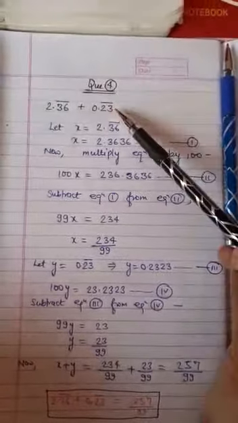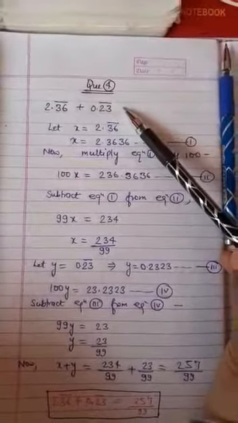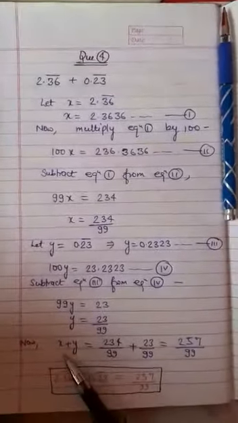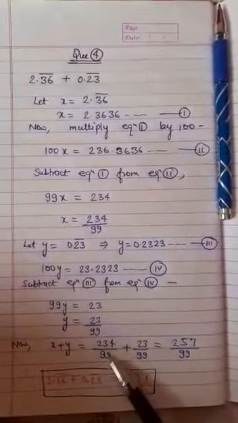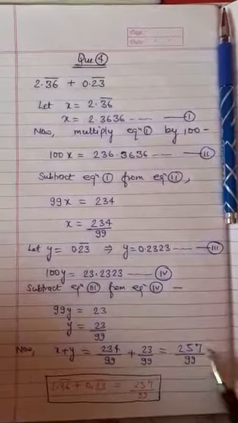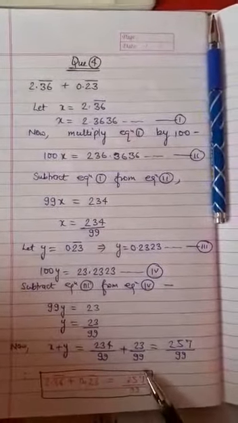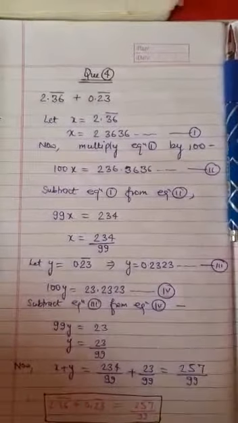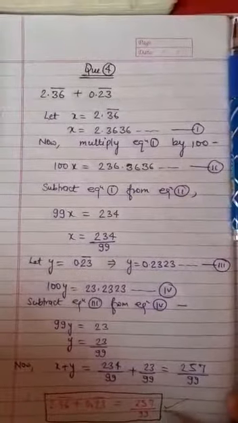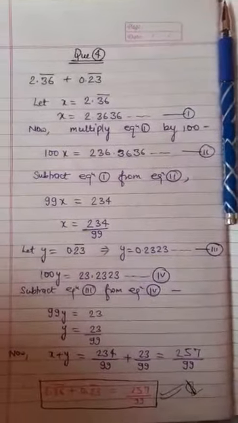We have to express this expression in the form of p by q. So we add x plus y, 234 upon 99 and 23 upon 99, which is 257 upon 99. So this is equal to 257 upon 99. This is the form of p by q and this is in simplest form. Okay. Now your exercise 1B is complete. So let's solve it.